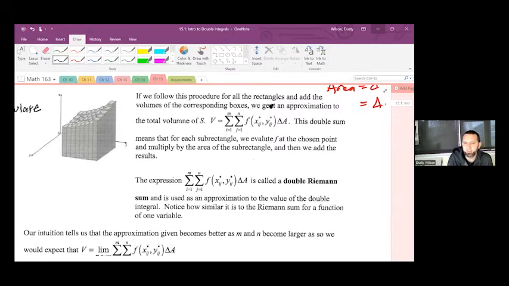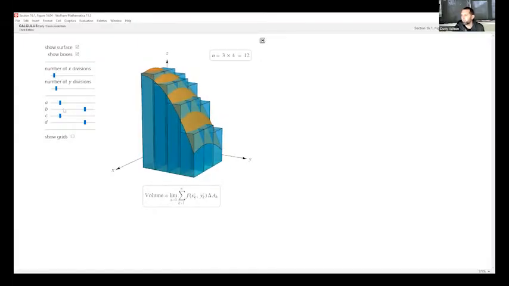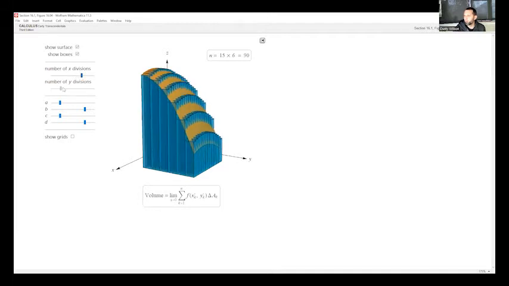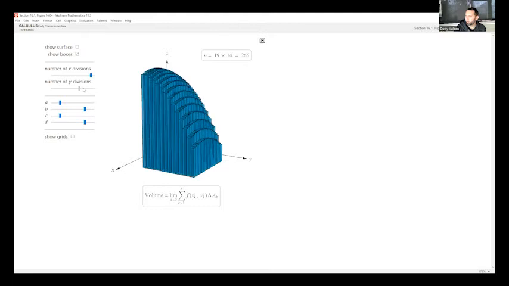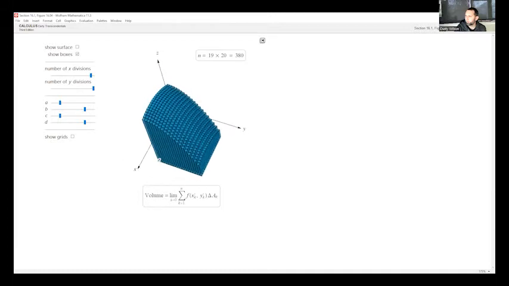Let's look at a manipulate here. So here's that same surface, and what I simply want to point out is that as the number of boxes increases, this kind of boxy version of the volume looks better and better. Or if I even get rid of the surface, you can see that as the number of divisions increases, the whole surface starts to look smoother and smoother and smoother. Which I gotta say is pretty doggone rad.